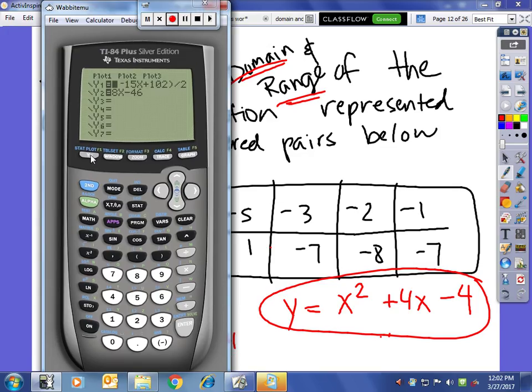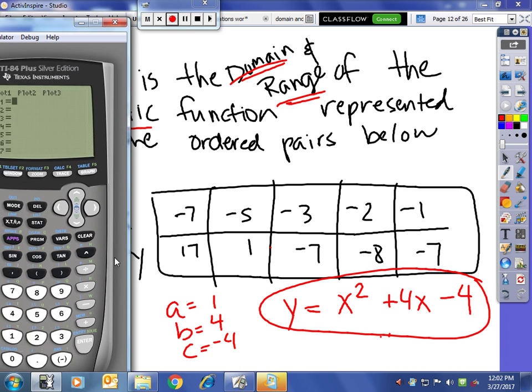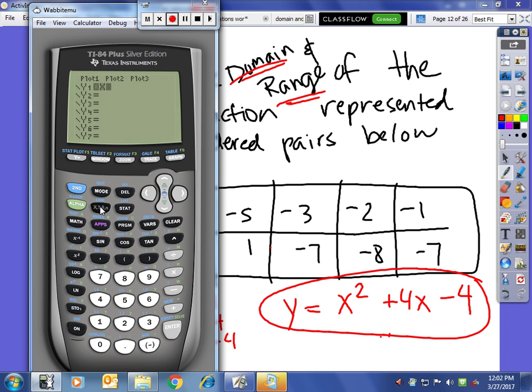Okay, so we're going to go to y equals, and we're going to put this function in there that the calculator found for me. Y equals 1x squared, or just plain old x squared, plus 4x minus 4. I just want to look at a picture of it for a second. My range depends on the y value of this vertex way down here. That's the lowest y value. All the other y values are above it. Are you with me? Now, how do I find the vertex?